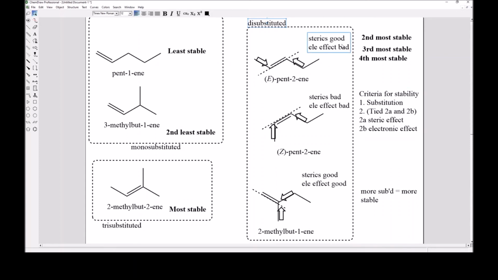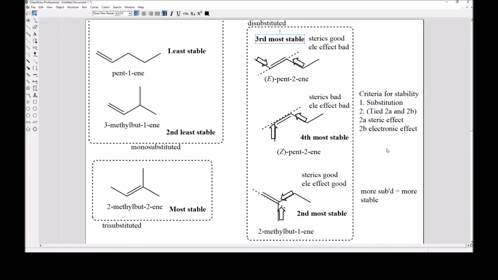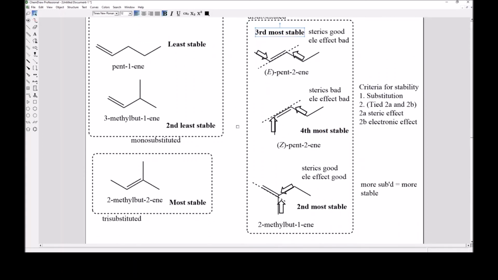And the way we read this is, this has a good and a bad, this has a bad and a bad, and this has a good and a good. So if both of the effects are good, then this is the second most stable. And if both of the effects are bad, then that would be the fourth most stable, and good and bad leaves this one as the third most stable. And so there is a complete answer that has to do with dividing these up by stability criteria.